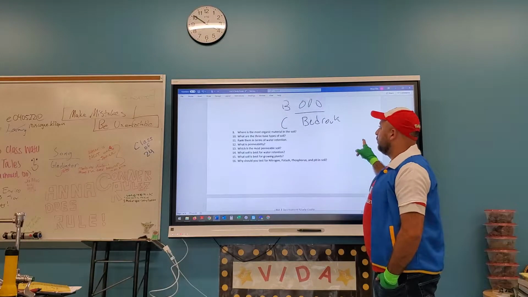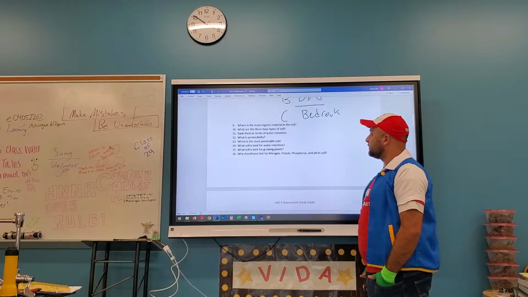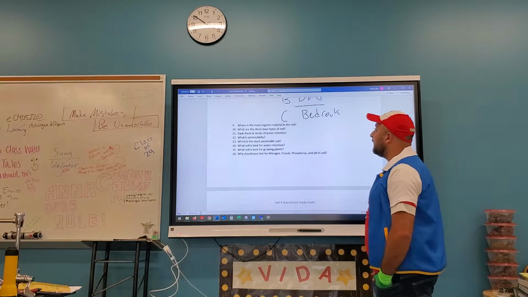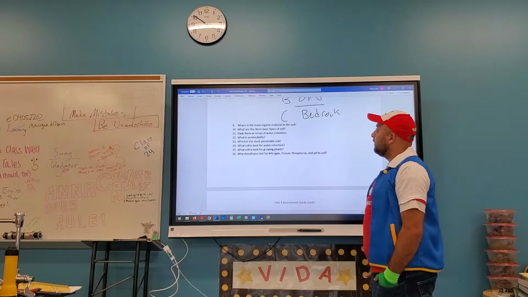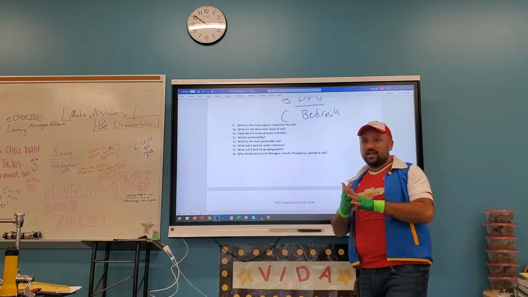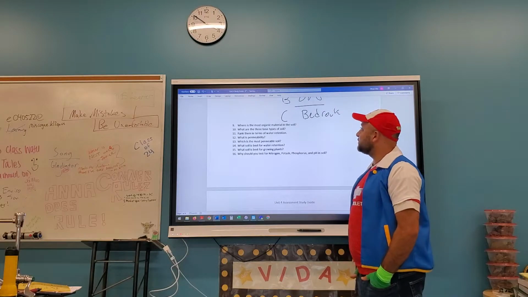Let me see. Where is the most organic material in the soil? That's in the top layer, in the O horizon, and the humus. What are the 3 base types of soil? That's your sand, silt, and clay. Rank them in terms of water retention.